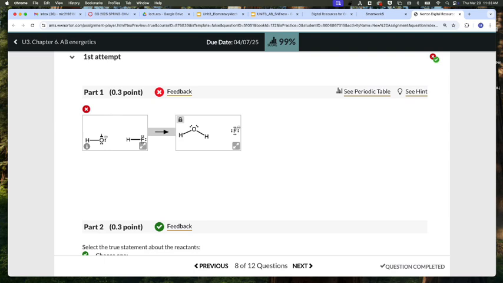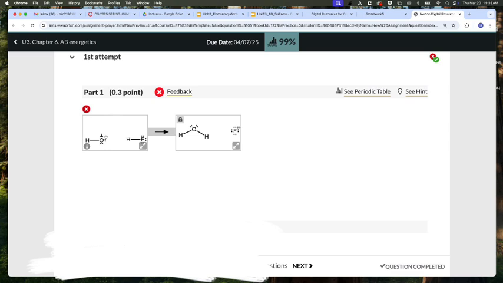So the content that we want to be able to leverage is what you already know. Define an acid. Okay. H plus donor is our definition of acid.